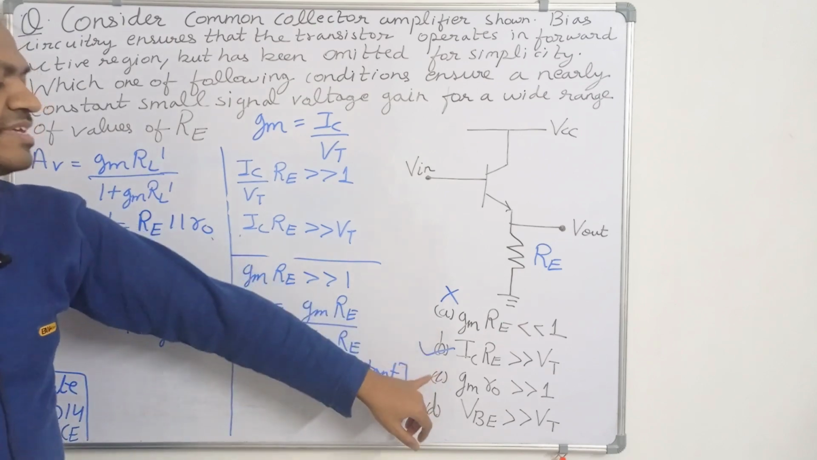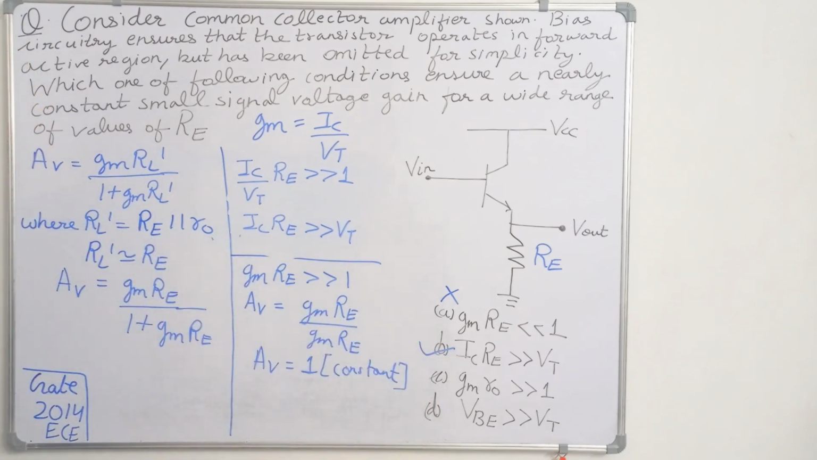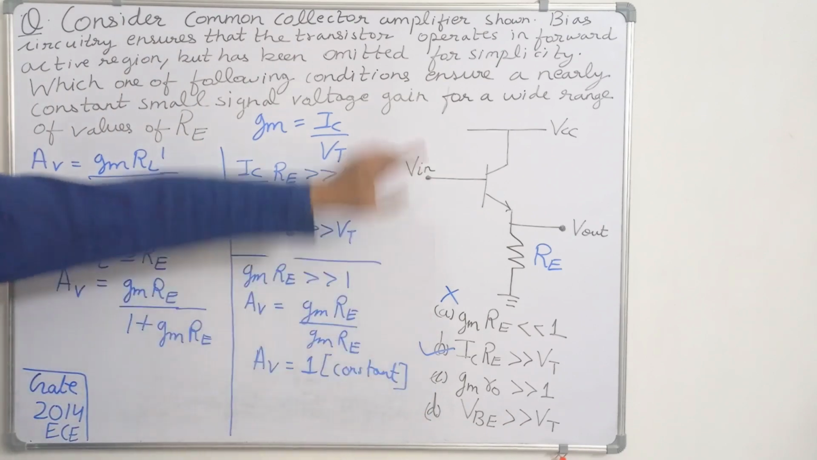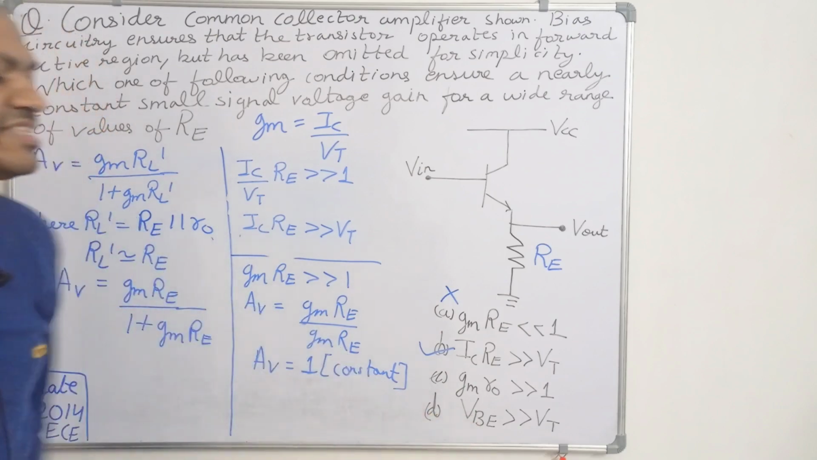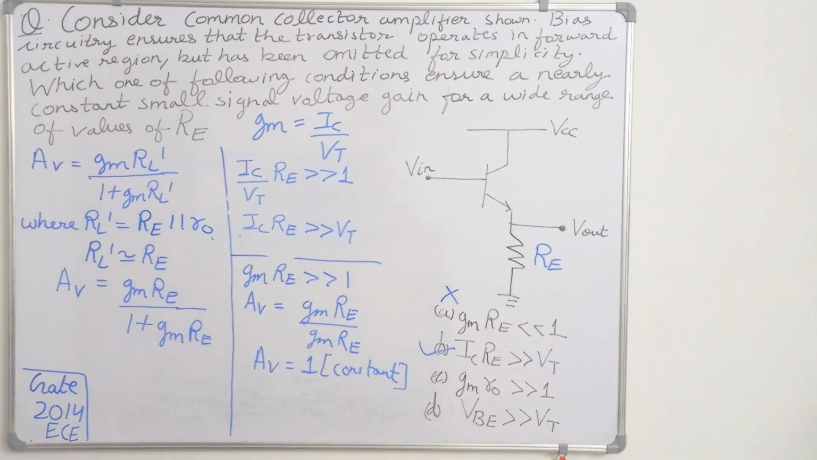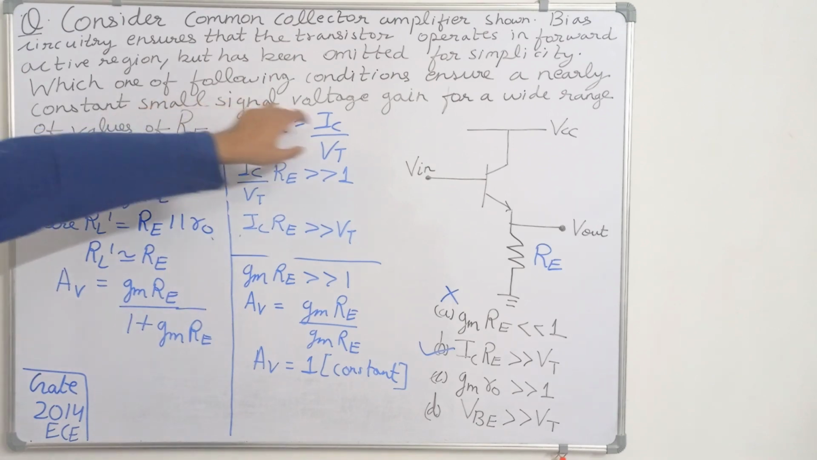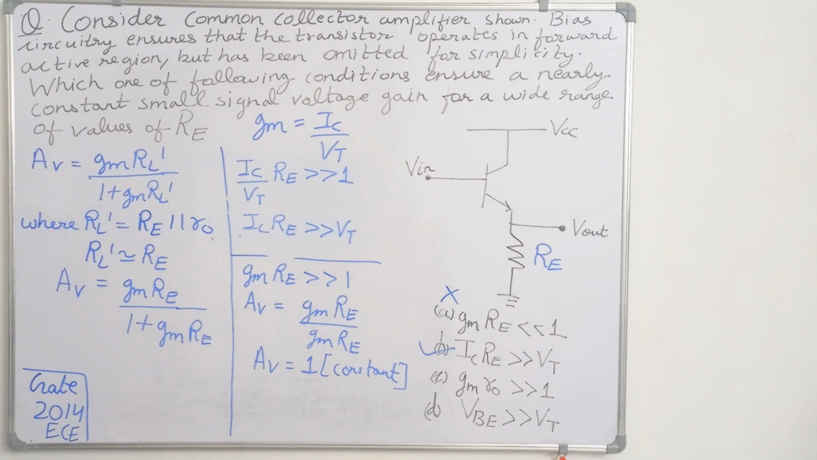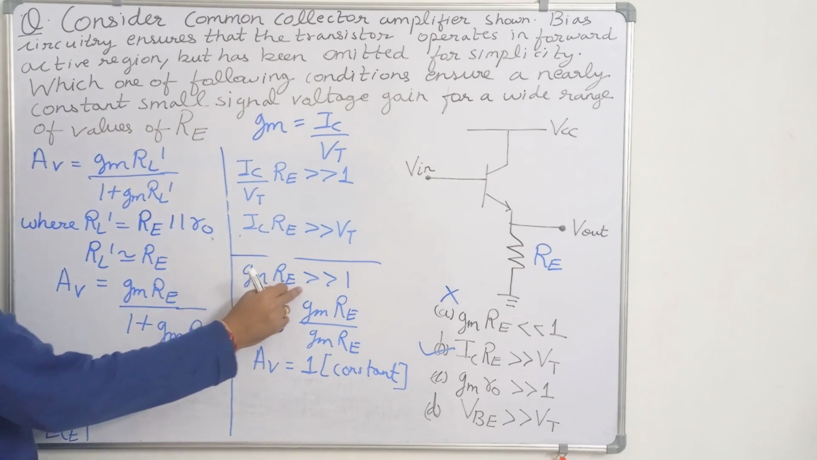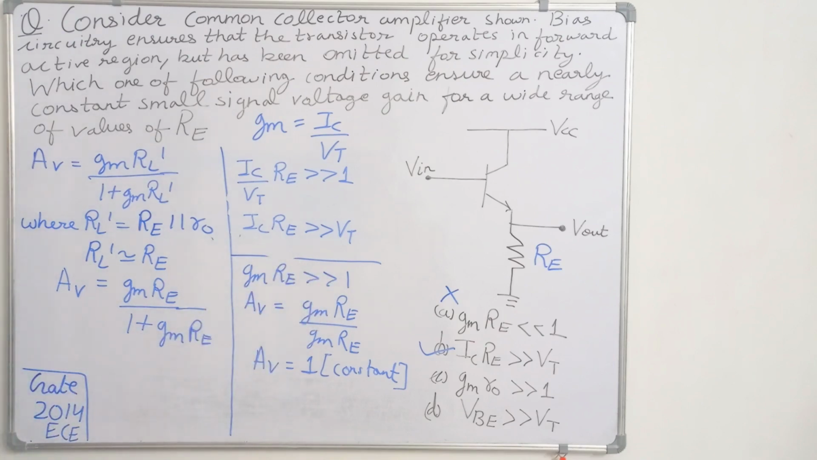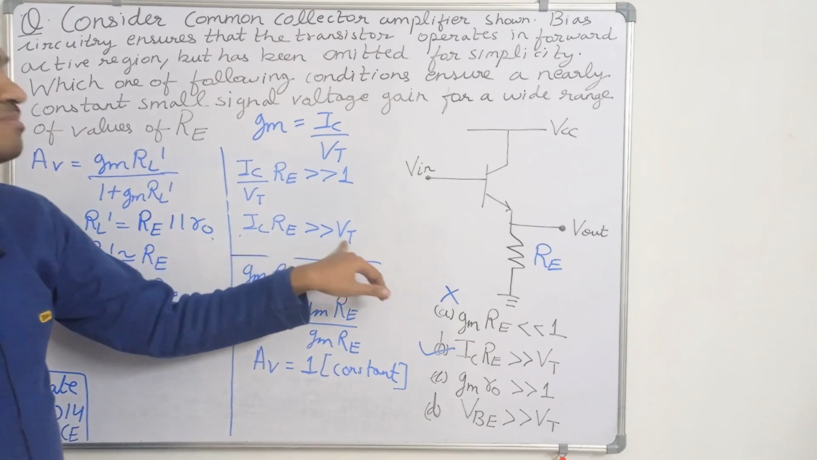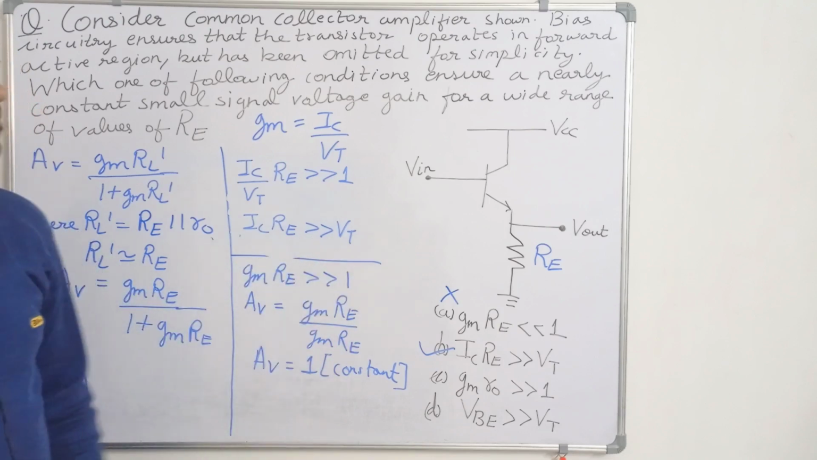Out of these options, only option B can be true. And VB is greater than VT is generally true, but it does not satisfy our criteria. This is true for any transistor which is in forward active region, but this condition does not satisfy our criteria that the small signal voltage gain should be constant. Only this condition, gm Re must be much greater than 1. So IC Re must be much greater than VT.